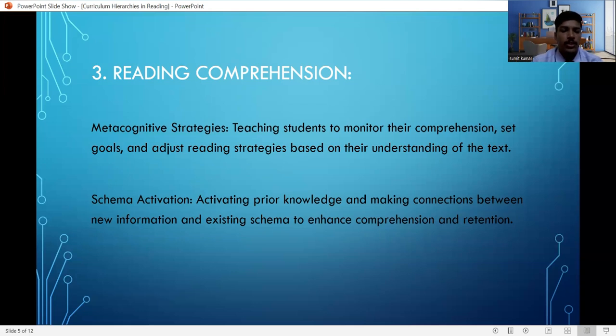So, what are metacognitive strategies? For example, if we are teaching students about the Amazon rainforest, the student would ask himself, what do I already know about the rainforest? Second is schema activation. In schema activation, if we are teaching students about solar systems, we would activate his schema by asking him simple questions like what do you already know about solar systems or how many planets are there.